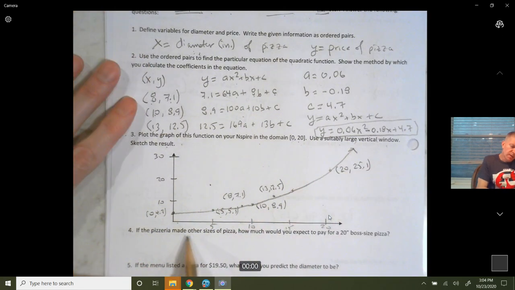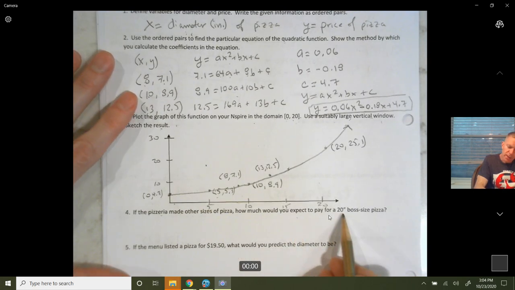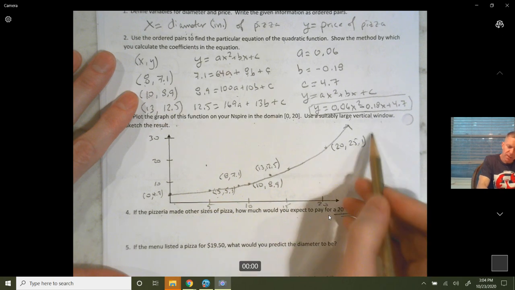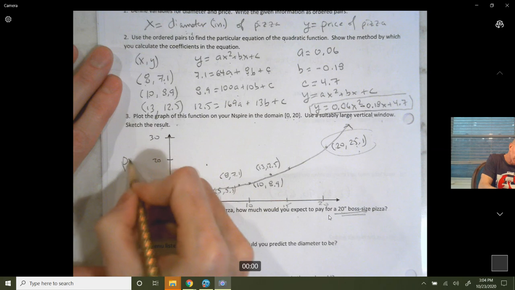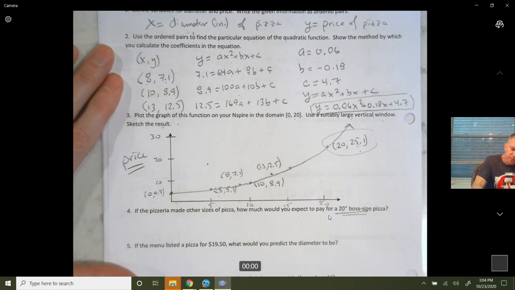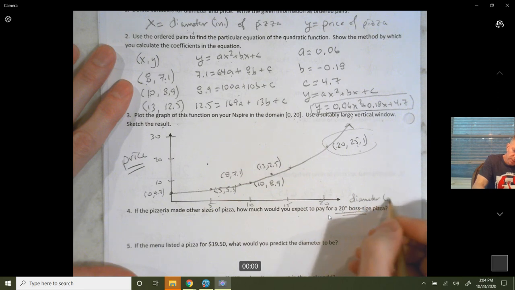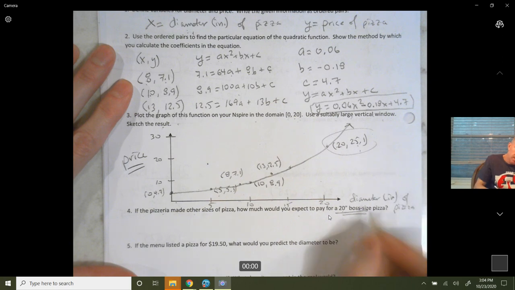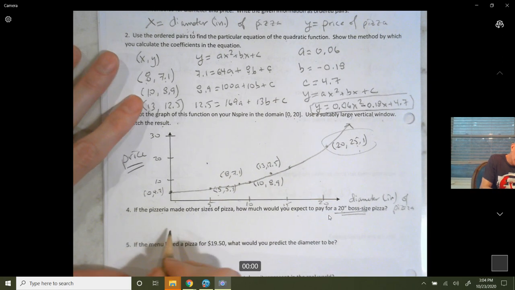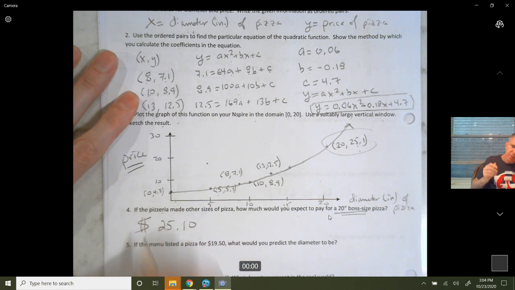Okay. If a pizza made other sizes of pizza, how much would you expect to pay for a 20-inch boss size pizza? Well, that's this one, 20 inches, the y value. Let's label this price. And this would be diameter in inches of the pizza. That's your x-axis. So you would expect to pay $25.10 for a 20-inch pizza.